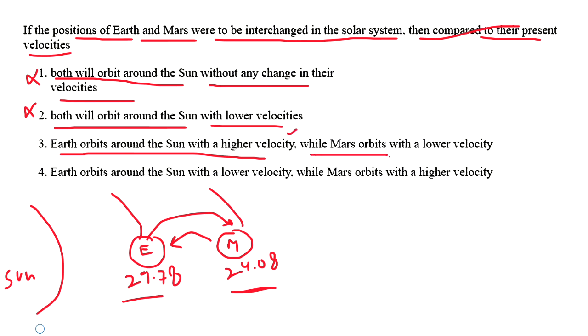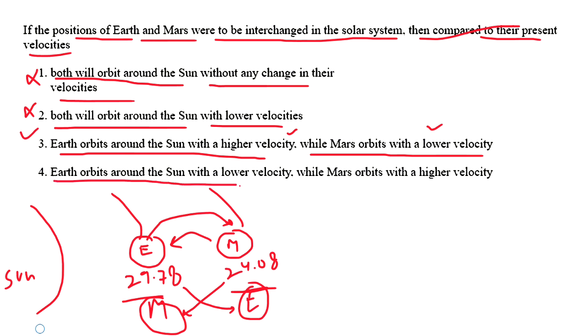While Mars orbits with the lower velocity, this option is also right because we have to interchange these two positions now. So this option is right. The fourth option is Earth orbits around the Sun with lower velocity. No, its velocity is increased. And while Mars's orbital velocity is higher, no, this option is wrong.